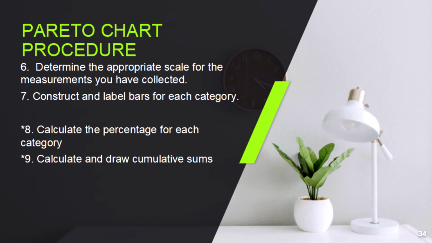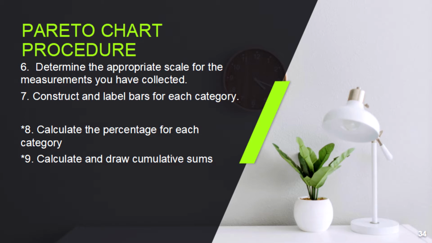Seventh is, construct and label bars for each category. Place the tallest at the far left and the next tallest to its right, and so on. If there are many categories with small measurements, they can be grouped as other. Steps 8 and 9 are optional but are useful for analysis and communication.